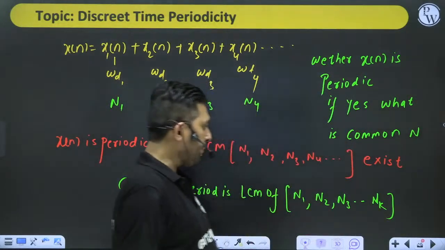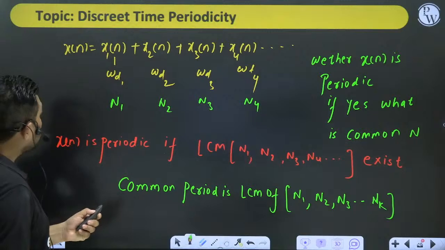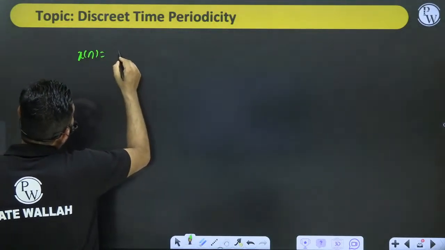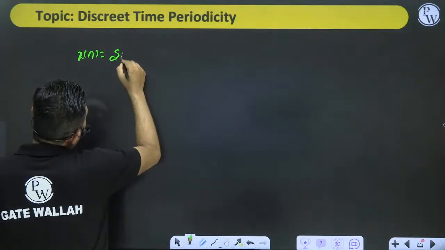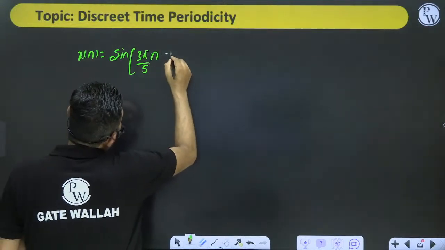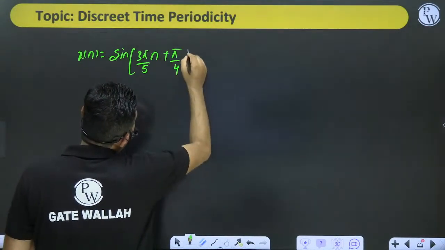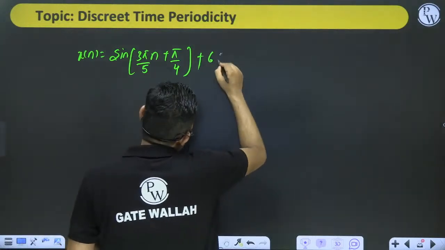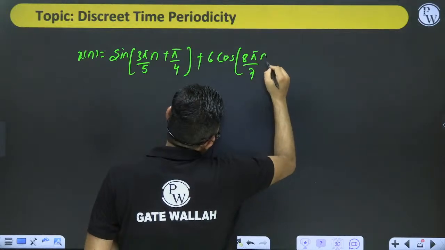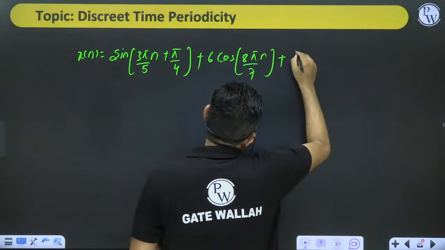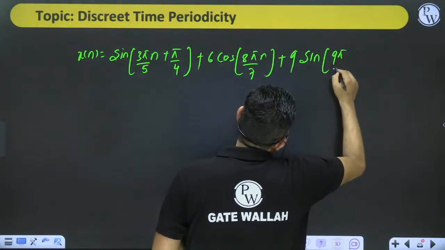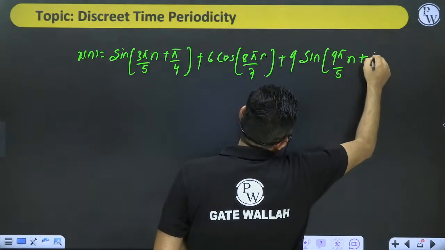Yes, explain this with an example. I will explain it. Let's take it. Example. Suppose I have x[n] equal to, let's say, sine of 3 pi by 5 n plus pi by 4, plus 6 cos of 8 pi by 7 n, plus 9 sine of 9 pi by 5 n plus pi by 4.